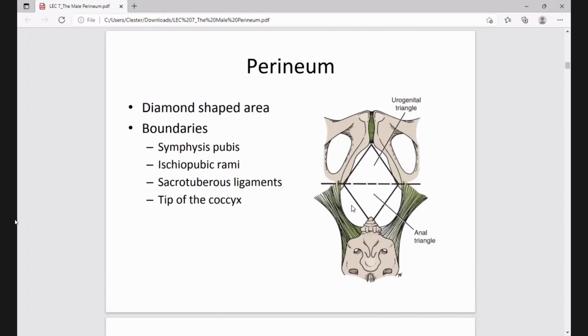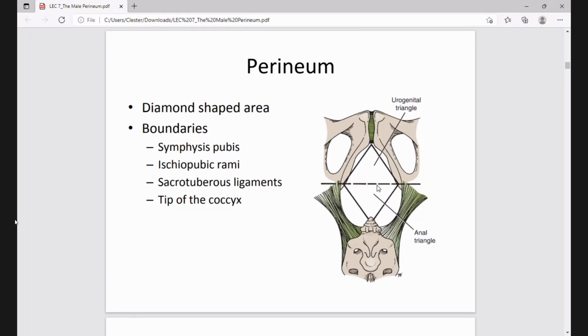If we look at the perineum, it will be likened to a diamond-shaped area. If you draw an imaginary line along the border of the perineum, it is about diamond-shaped. Anteriorly, at the mid-anterior, you have your symphysis pubis, and exactly opposite, at the mid-posterior, the tip of the coccyx. Laterally, you have the ischiopubic rami, and inferolaterally, the sacrotuberous ligament. This would now be the boundary of what we call the perineum.